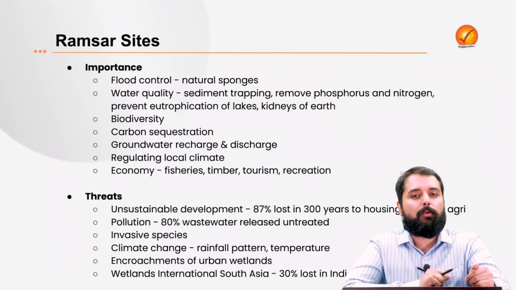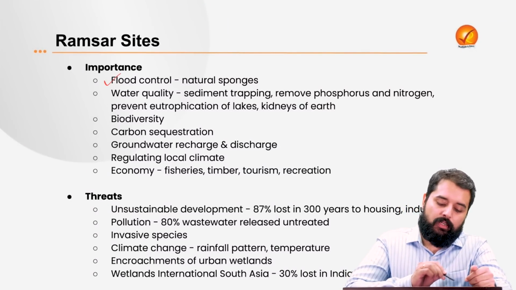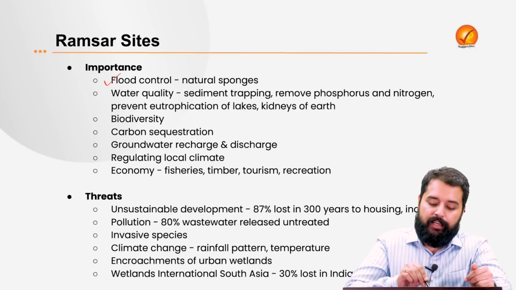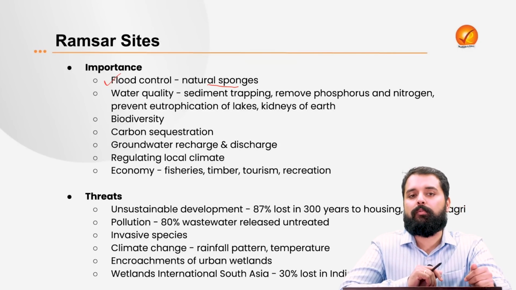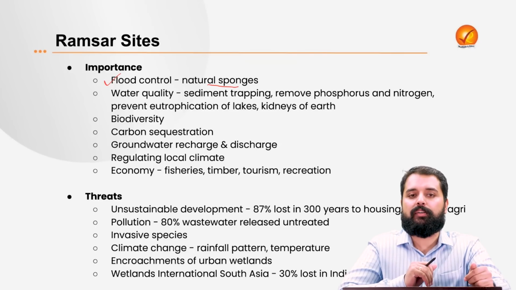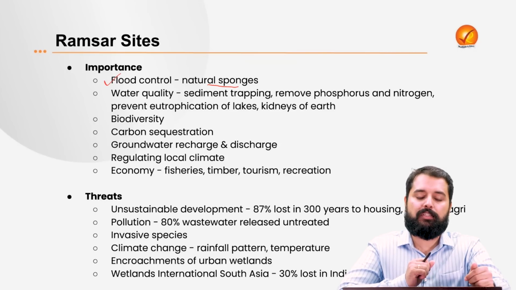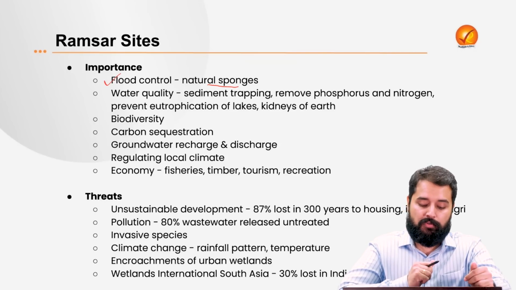Now, what is the importance of Ramsar sites? One, they lead to the control of extreme climatic events, for example, flood control, and even in cases of drought, they act as natural sponges. Because whenever there is storm water, they temporarily store that storm water and then gradually release it. So they act like sponges during the times of extreme flood and extreme drought also.